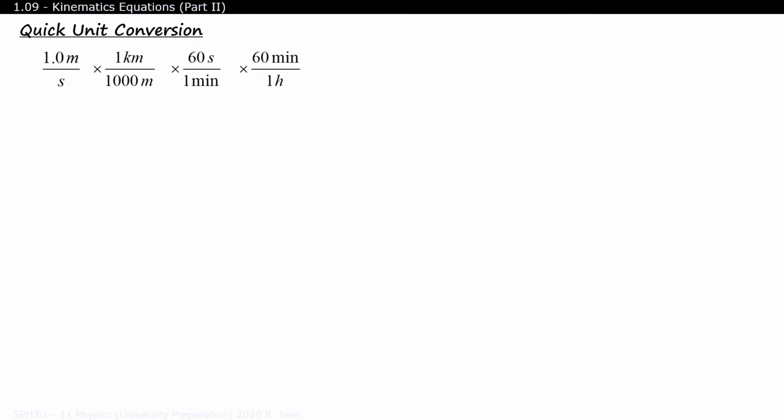One more thing, there's an easier way to convert meters per second into kilometers per hour. To prove the shortcut, let's start off with the unit length of 1 meter per second. To get rid of the meters in the numerator, we need to multiply it by 1 kilometer over 1,000 meters. And to get rid of the seconds down below, we'll need to multiply everything by 60 seconds over 1 minute. Then multiply by 60 minutes over 1 hour. After canceling out most of the units, we're left with 3.6 kilometers per hour.